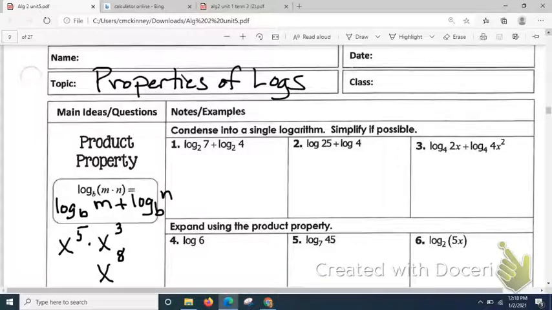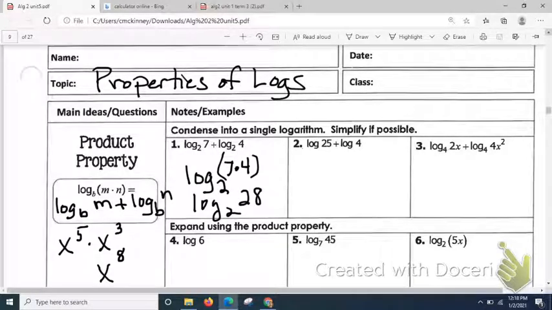So here I confirm that my bases are the same. If I want to write this with one logarithm, the base still stays the same, and then I would be doing 7 times 4, which of course is just 28. So instead of writing that, I could just write log base 2 of 28.